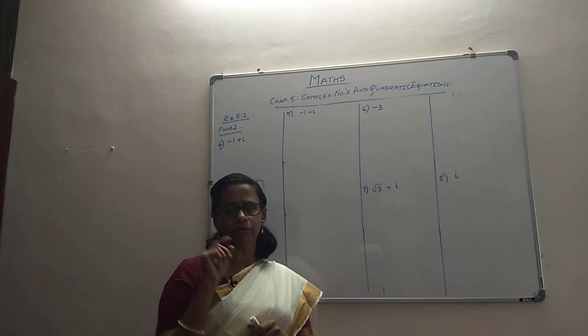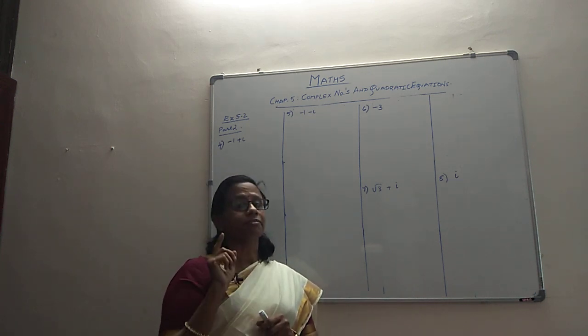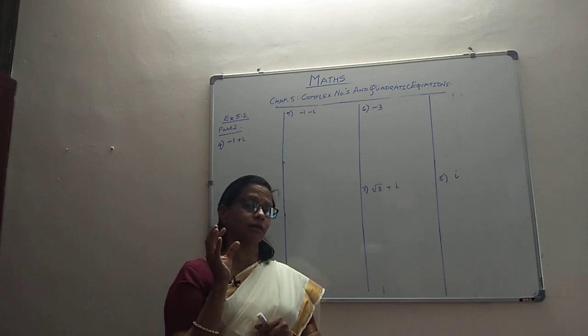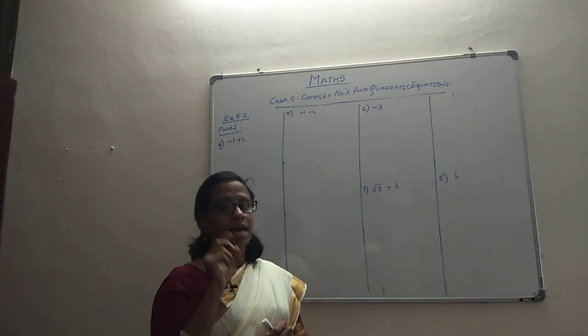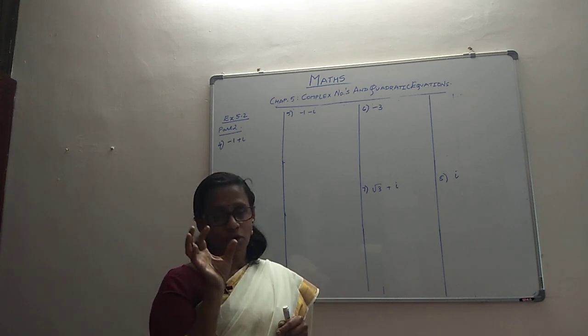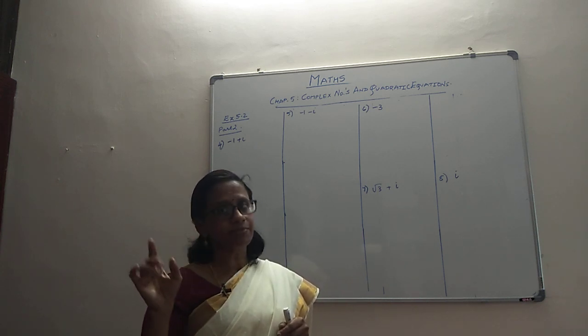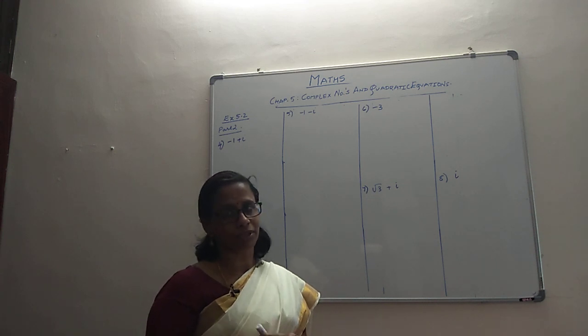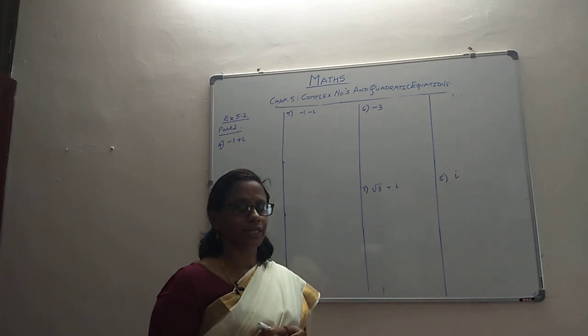Now polar form, how was it? We were finding the argument. With the given complex number, we were writing it as r times cos of the argument plus i times sine of the argument. That's how we were doing it. So let's continue with that.